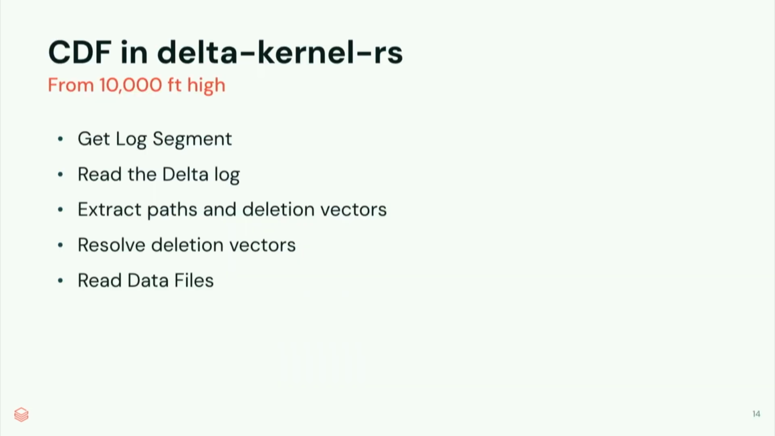Now, implementing CDF in Delta kernel was a little bit tricky, right? At a high level, you need to get a log segment. You need to go through that log. You need to figure out the paths of the data files that have been added and removed. We also have to consider deletion vectors, and that's tricky. Okay, so we need to resolve those. And finally, we read the data files and tell you what has changed in your data so that you can go ahead and keep that incremental materialized view. So you can do that ETL pipeline.